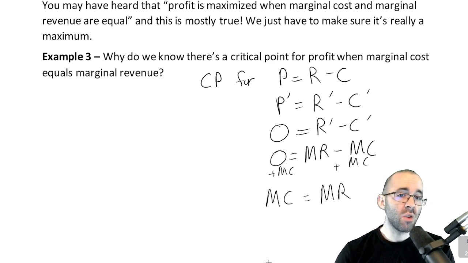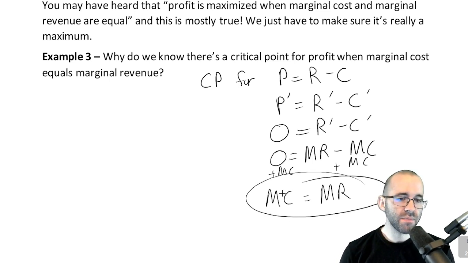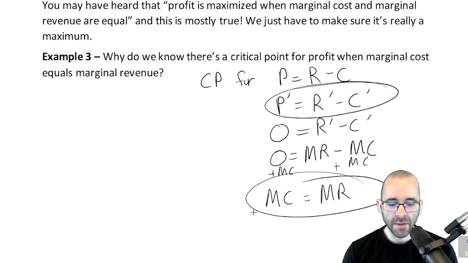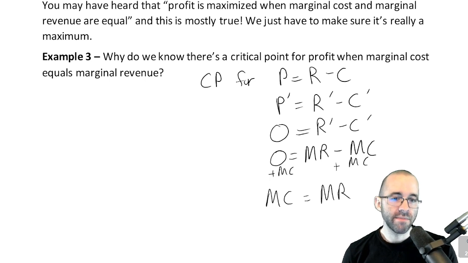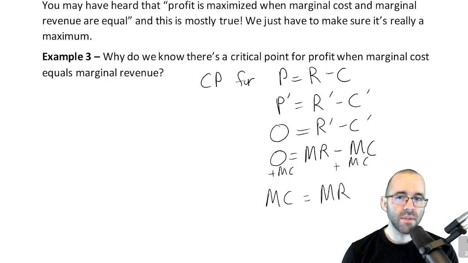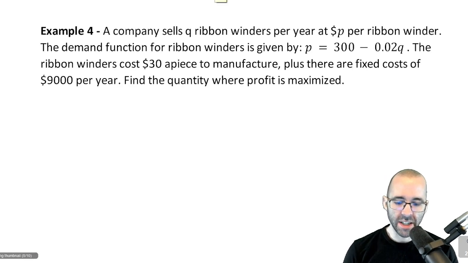So a lot of times, if you do want to find a critical point for profit, you can find it this way. Some people prefer just to find the critical point by finding this directly, just setting up your profit equation and finding the maximum of profit that way. But if you want to, you can use this fact to make it a little bit easier for you. Depends on how your brain works.